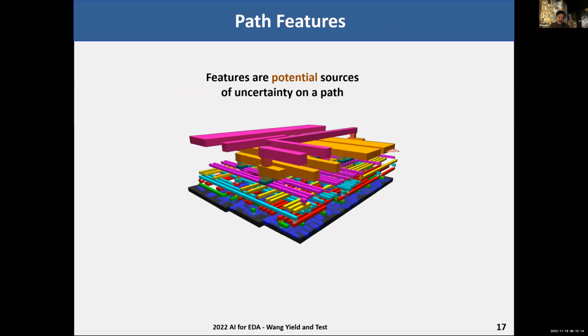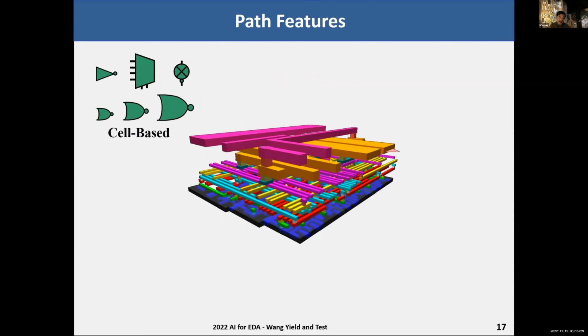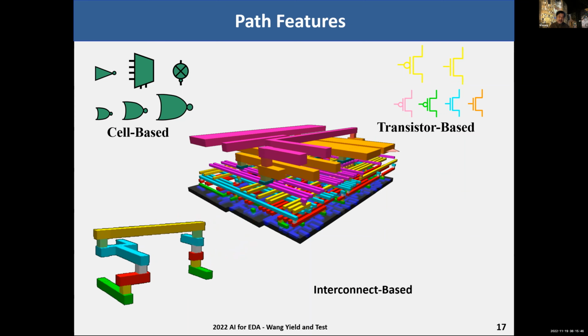Speaking about features, here are some examples to give you an idea of how you can derive those features. Those path features hypothesize the source of uncertainty on the path. In our work, for example, from the layout and the design schematics, we could consider a feature that was cell-based, what kind of cell we use and what kind of properties. We could consider a feature that originated from transistors, for example, transistor strengths, and we can certainly consider features related to the interconnect.